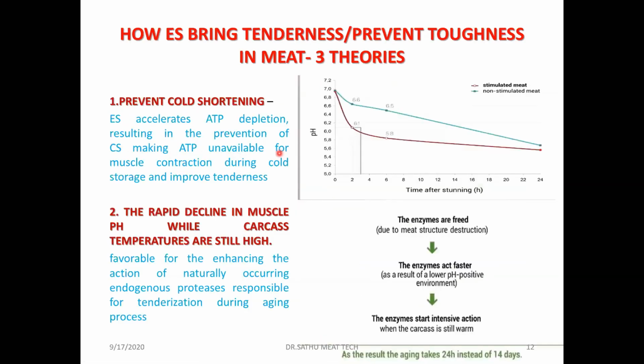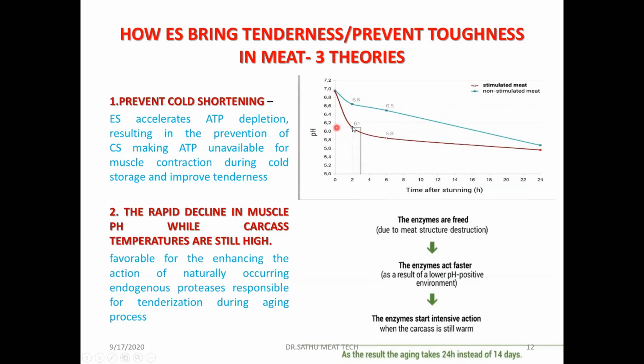So next, let's see how electrical stimulation brings tenderness or prevents toughness in meat. Three theories are put forth. Here we can see the stimulated meat. The brown color is the stimulated meat. You can see the rapid drop in the pH within 1.5 hours and 2 hours.